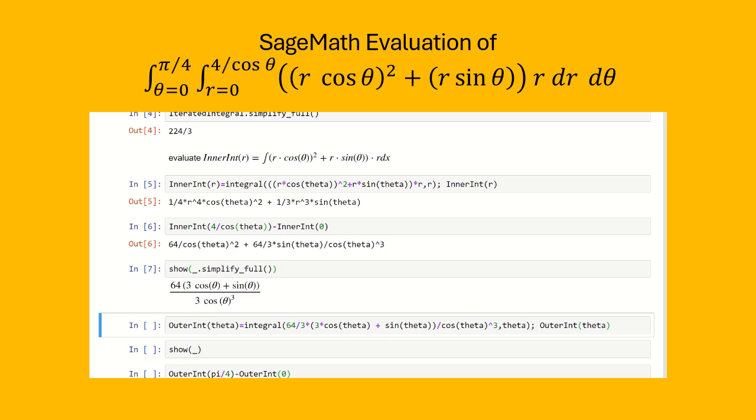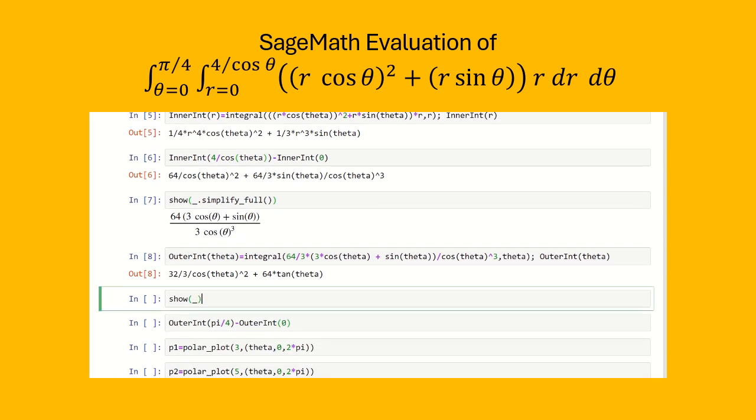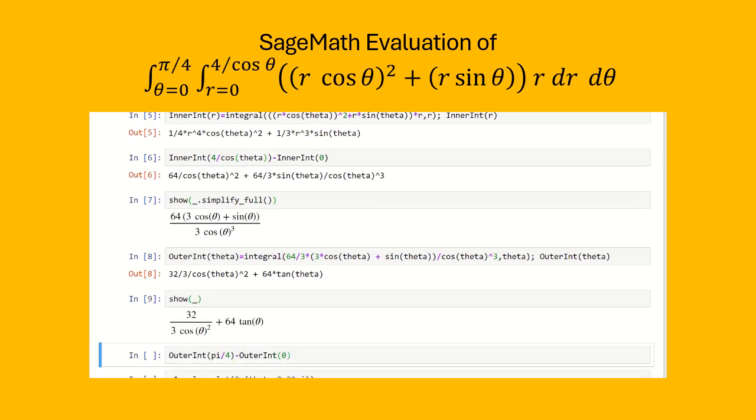Now we need to evaluate this by integrating it from theta equals 0 to, I believe it was pi over 4. So first of all, let's calculate the outer integral as a function of theta. And so we'll execute that. We can also show that in a more mathematical form. And so we get that outer integral as an antiderivative of the inner integral is this stuff, 32 over 3 cosine of theta quantity squared, plus 64 times tangent of theta.